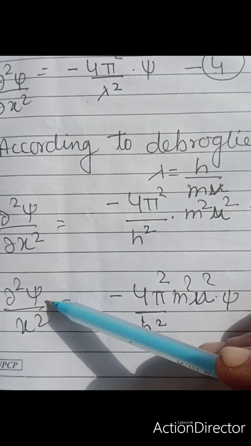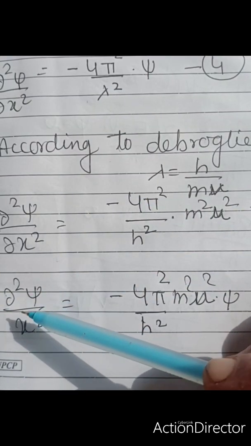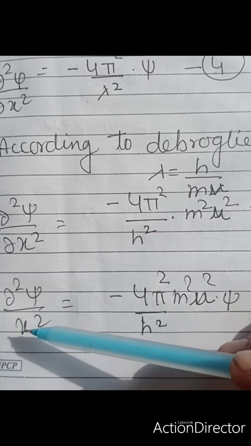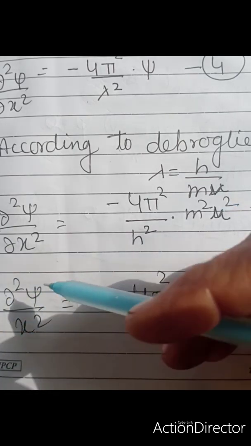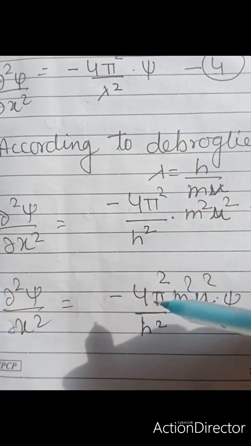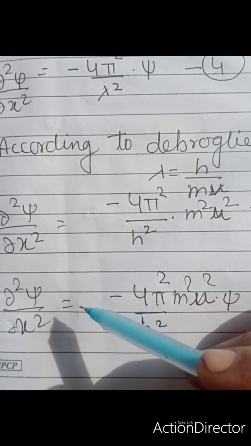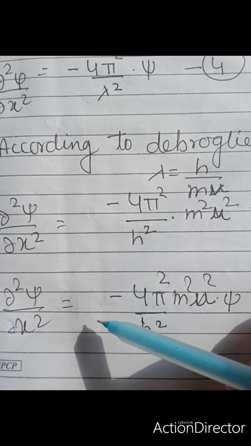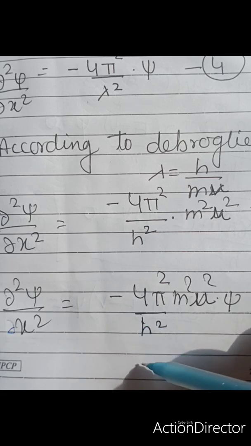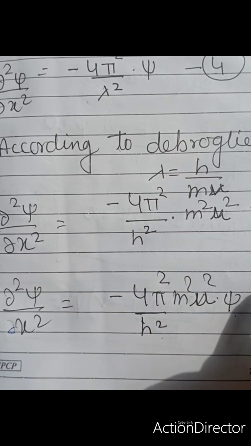Now this I will be taking to that side. So it will be ∂²psi upon ∂x², and this will come to that side, it will become plus 4π² m²u² upon h² psi is equal to 0.